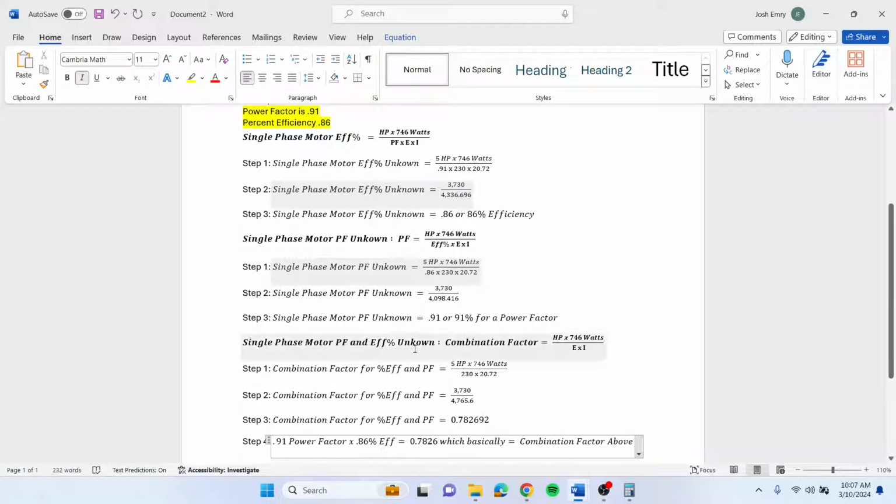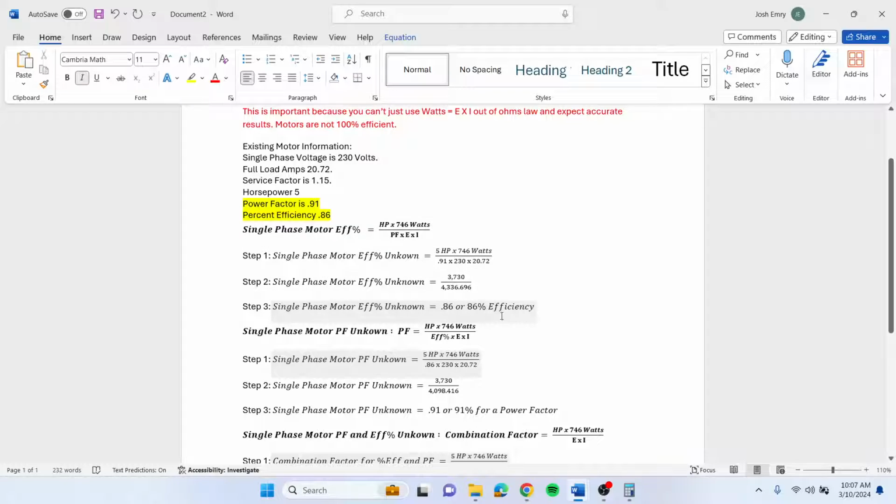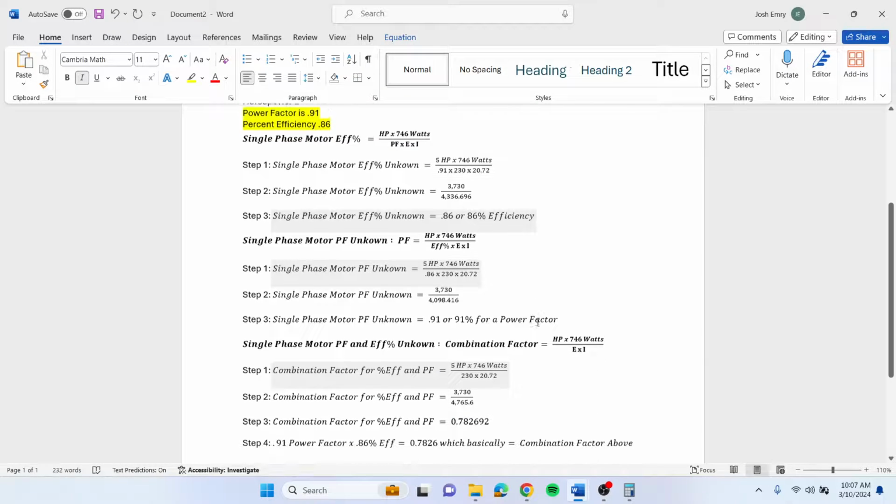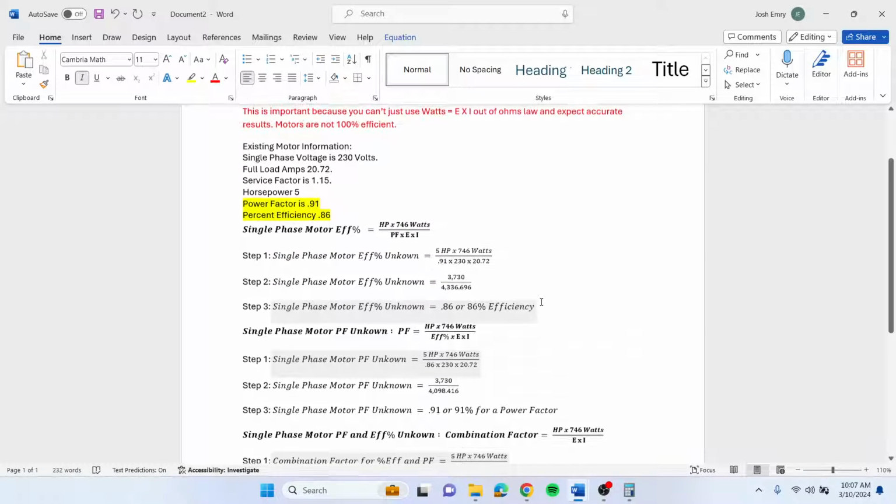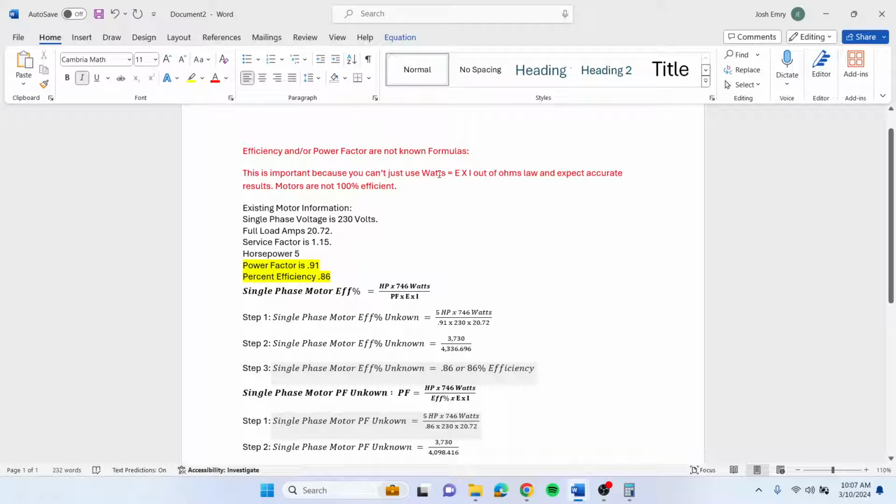but that's how you can solve for both, because you need to know that information if you're trying to calculate what your motor is actually using for horsepower to get an accurate result, versus just doing watts equals E times I and then taking your watts divided by 746, because each horsepower is 746 watts. You will not have an accurate result.